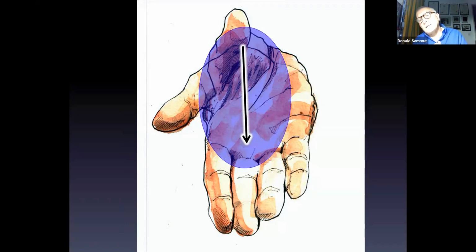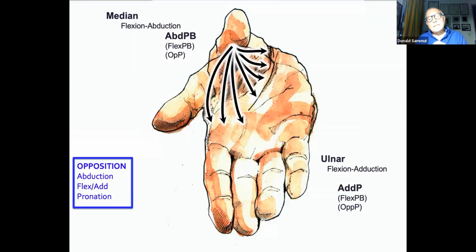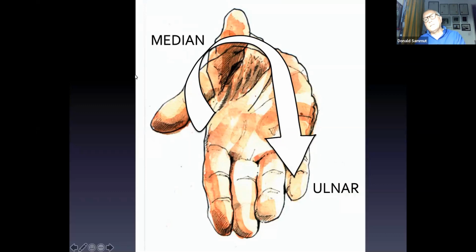Remember, the axis of the hand is the middle finger. And this is further helped. It brings more into range when you consider, as we said earlier, that the base of the little finger metacarpal is mobile and therefore can approach the sphere of influence of the adductor pollicis. And so from this brief summary, you can see that opposition, which you can see on the bottom left here, is a combination, a sequence of abduction, flexion, adduction, and pronation, starts median and ends ulnar.